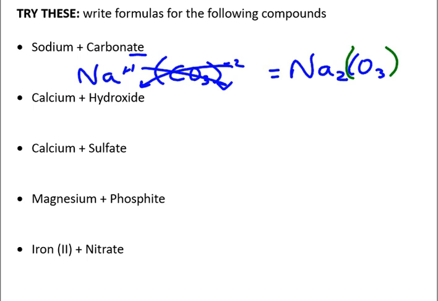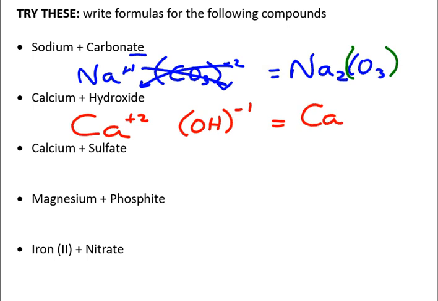Let's look at calcium and hydroxide. Calcium symbol is Ca, and its charge is +2. Hydroxide is a group. It is an OH group, and its charge is -1. When we crisscross, we're going to have Ca1, which we don't have to write, and I'm going to need 2 groups of the hydroxides. Remember, the number from the calcium goes after the hydroxide, and the number from the hydroxide goes after the calcium. In this case, if you drop the brackets, you would have a wrong answer.